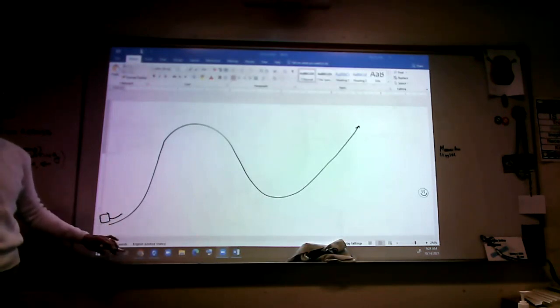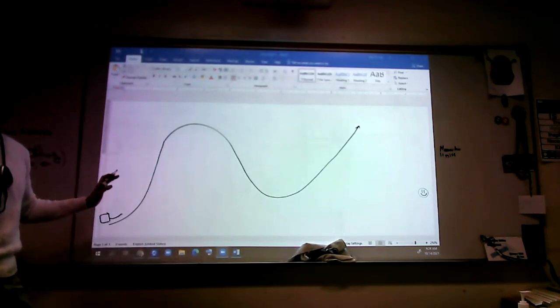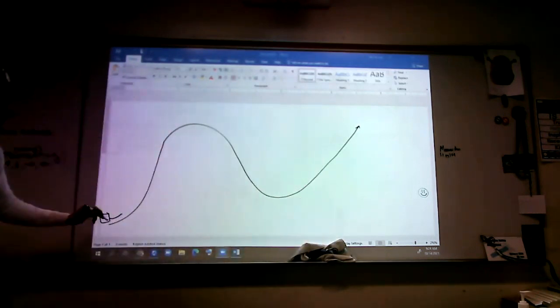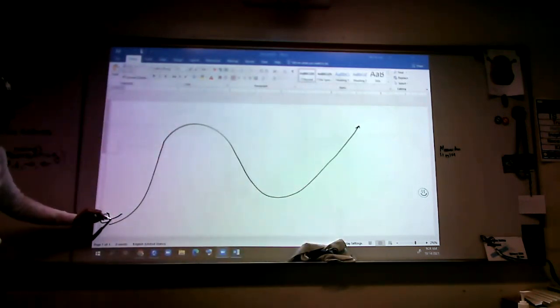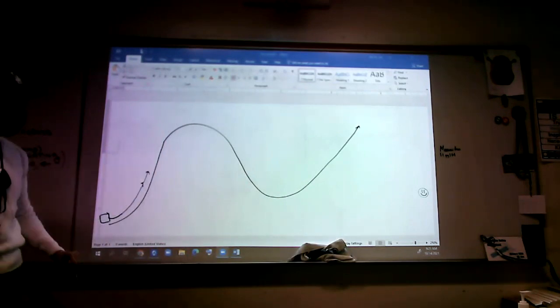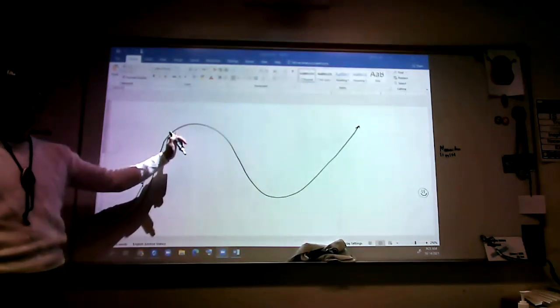Increasing says intervals of x value where the graph is going up from left to right. So we read this graph, or this roller coaster, from left to right, just like how you read a book. And you're going up, up, up, up, up, right? That's where it's increasing. Okay?